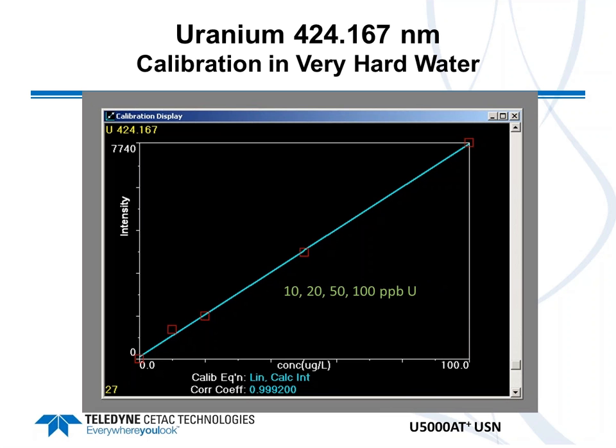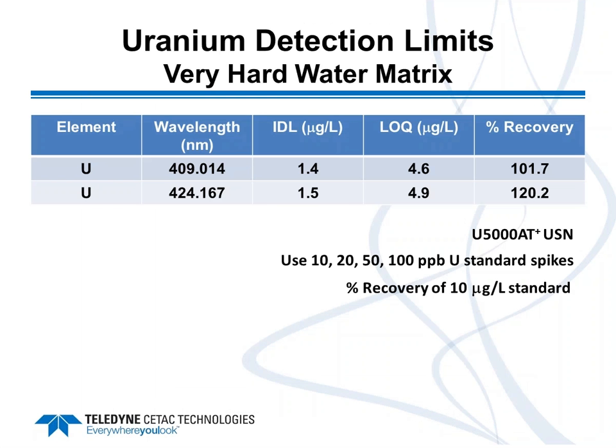So then we ran the very hard water matrix back again as a sample. And the IDLs and LOQs again are similar to that from the previous calibration using standards from 20 up to 200 part per billion. We're getting LOQs of around 4 to 5 part per billion. Recoveries, we were right on for the 409 nanometer line, a little bit high for the 424 line at 120, but still not too bad.